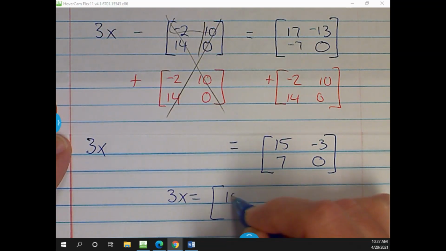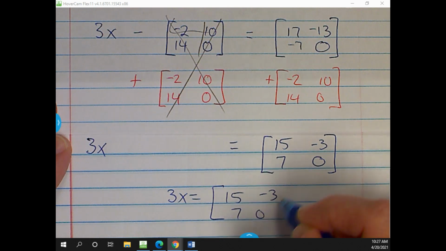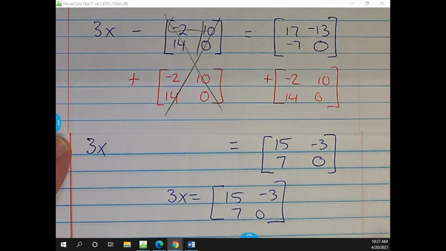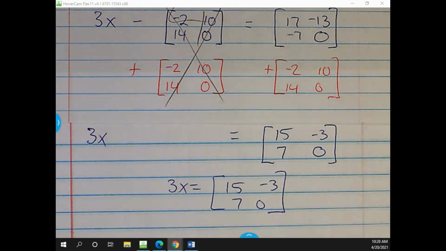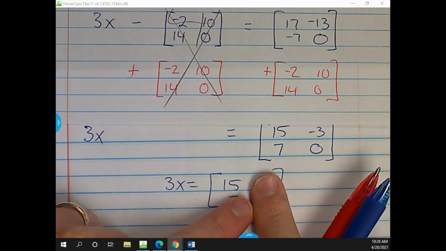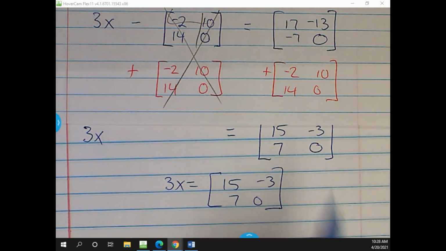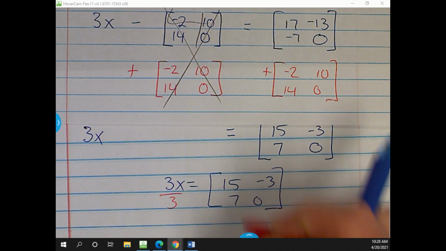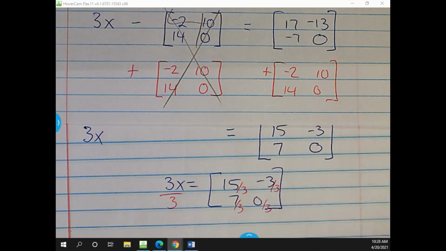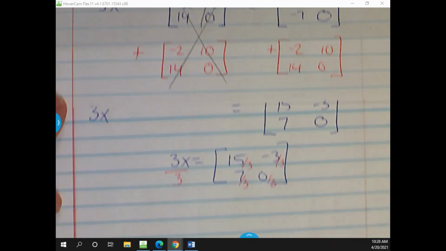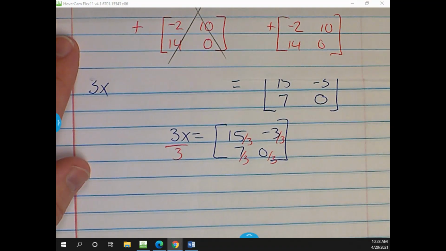I'm just going to rewrite these so we can bring them closer together, condensing it down so they're not so spread out. We've got 3x is equal to this. And still think about what you would do in a normal situation if you were solving an equation. If it's 3x equals 15, you would just divide both sides by 3, right? This one, you do the same thing. If you divide this side by 3, you've got to divide every single number over here by 3 also. Whatever you do to the left-hand side, you do the same thing on the right-hand side.